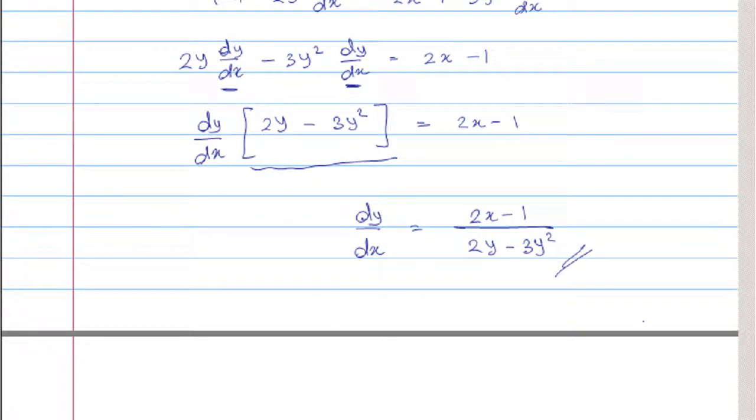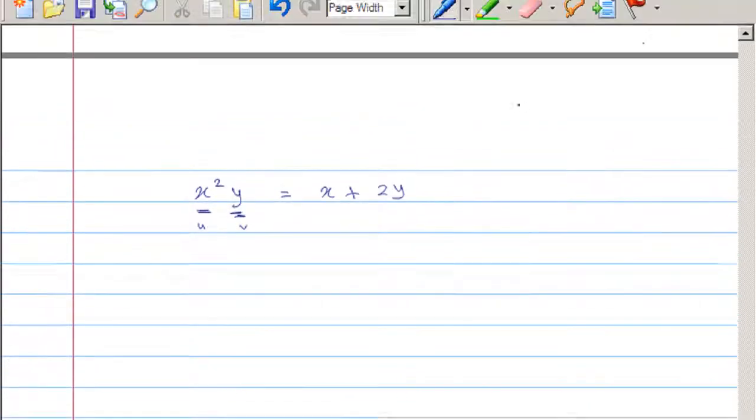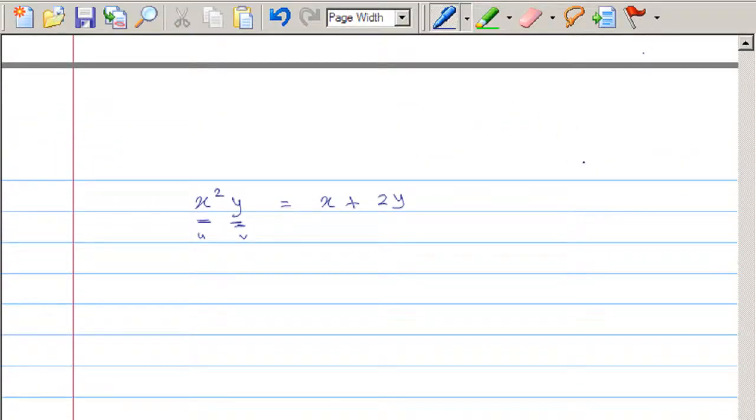Now you can also get implicit differentiation with the product rule. So let's take something like this. Let's say I have x squared y is equal to x plus 2y. And here I have a product rule. I have x squared as my, if you want to think of it as your u term, and y is your v term, so you have to use the product rule. And just in case you don't remember the formula for using the product rule, it's given by u dv over dx plus v du over dx.